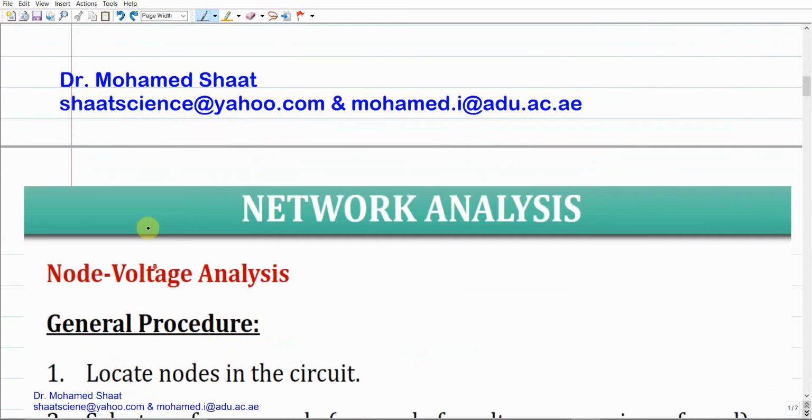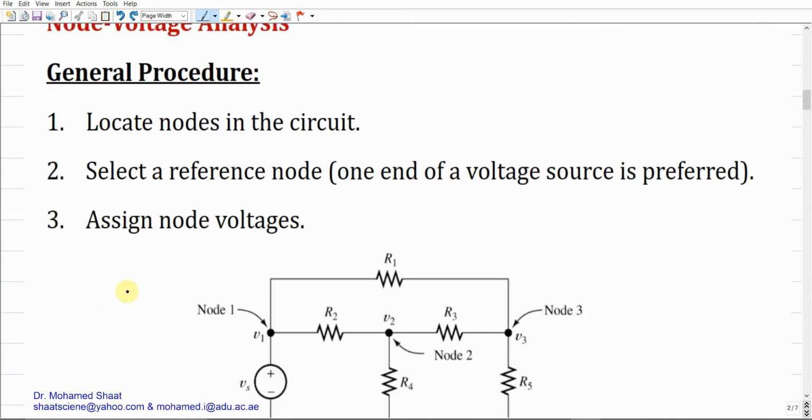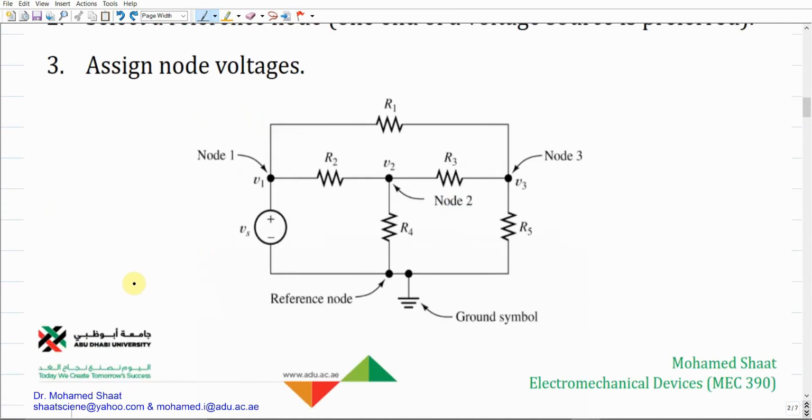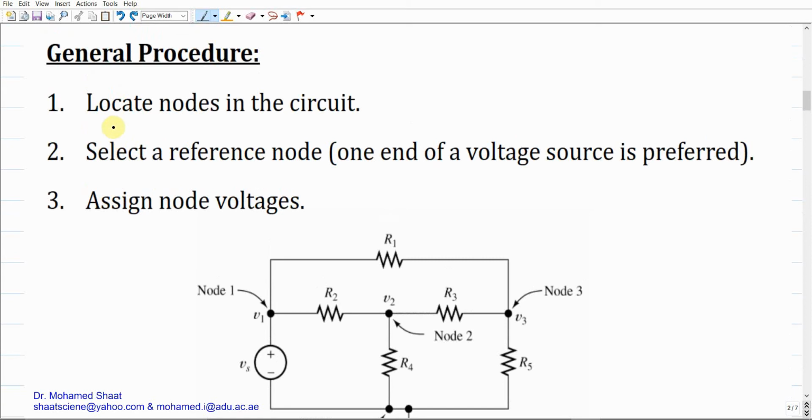All right. So how does it work? There is a general procedure. First of all, I'm just going to explain this general procedure for the node voltage analysis method, which consists basically of 8 steps. So step 1, for example, is just to locate nodes in an electrical circuit.